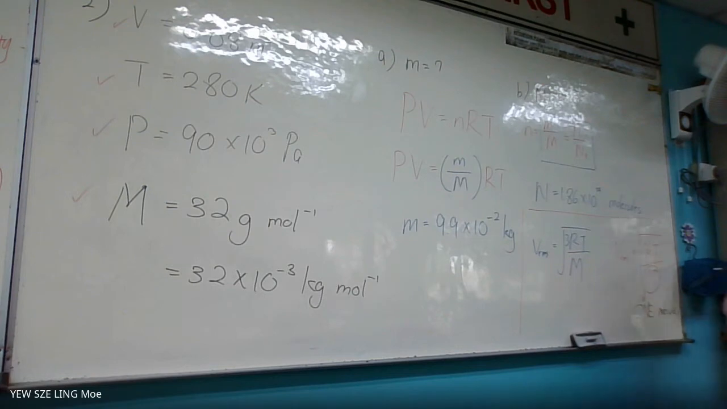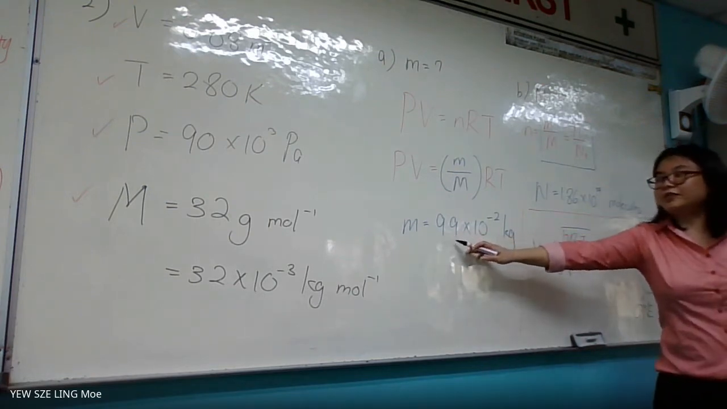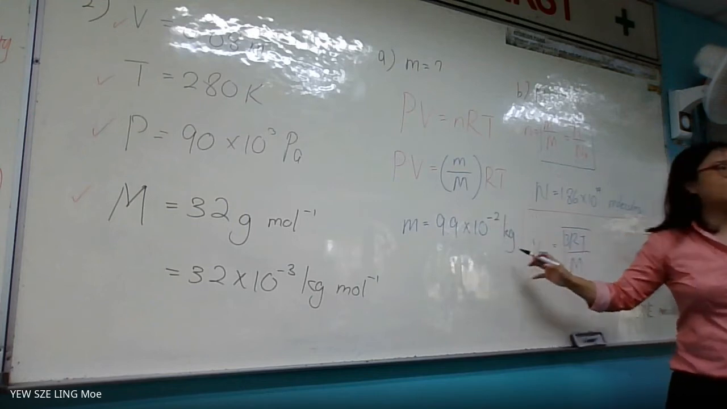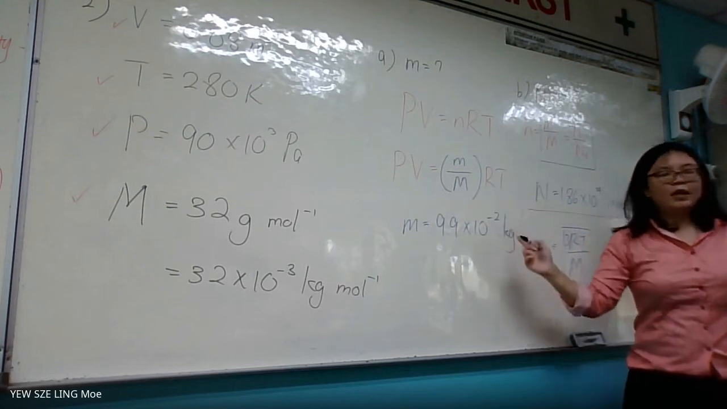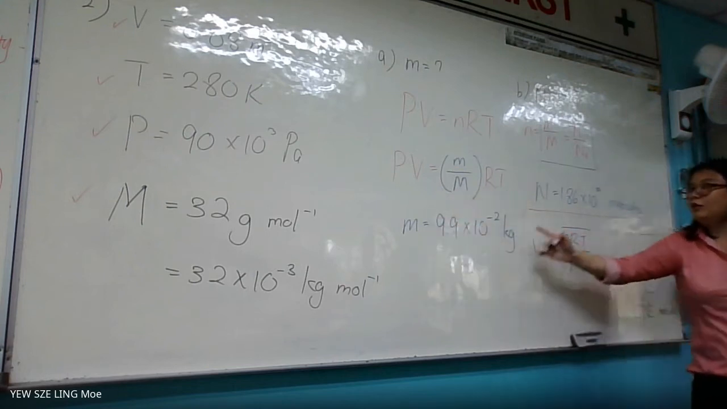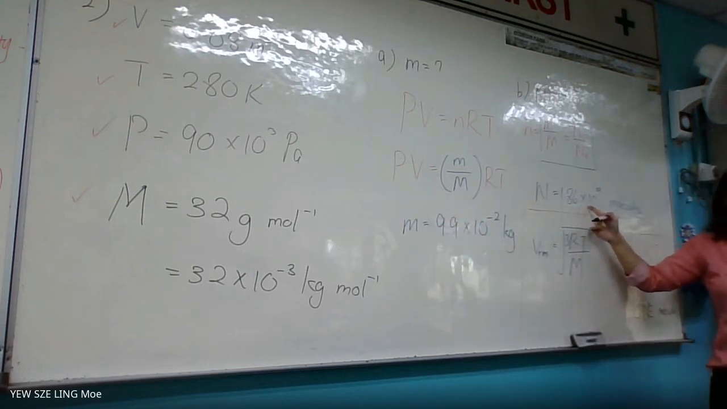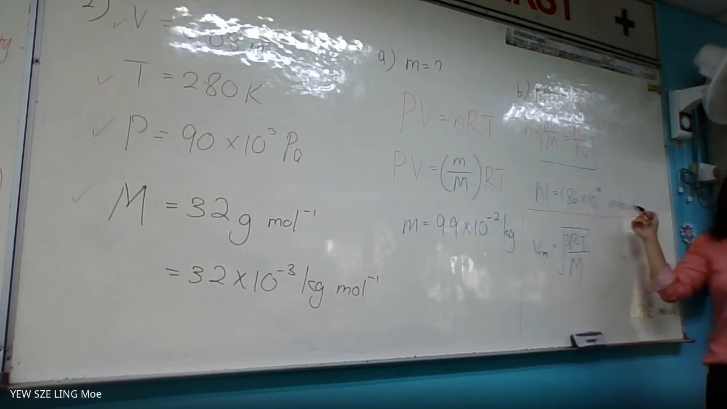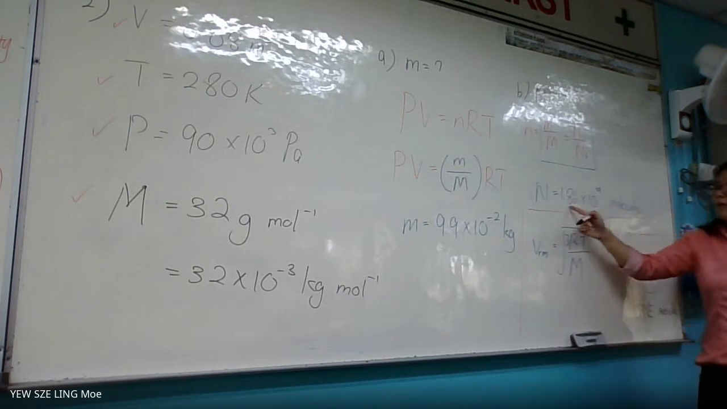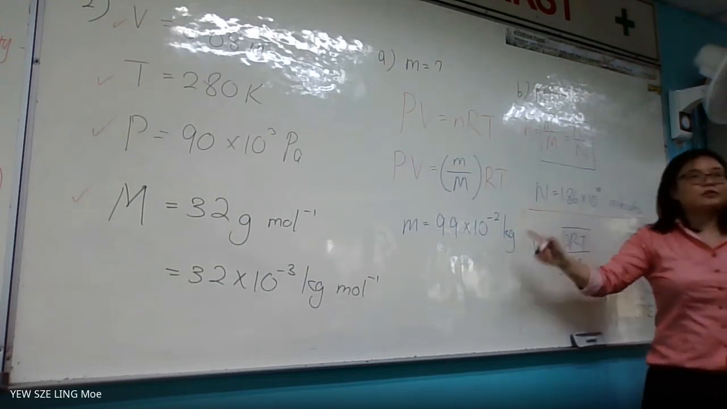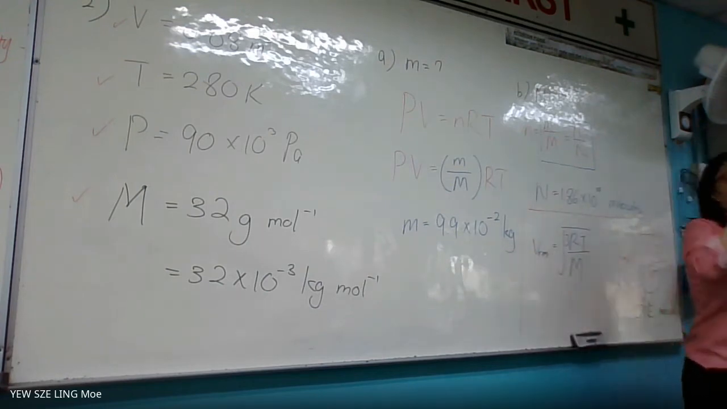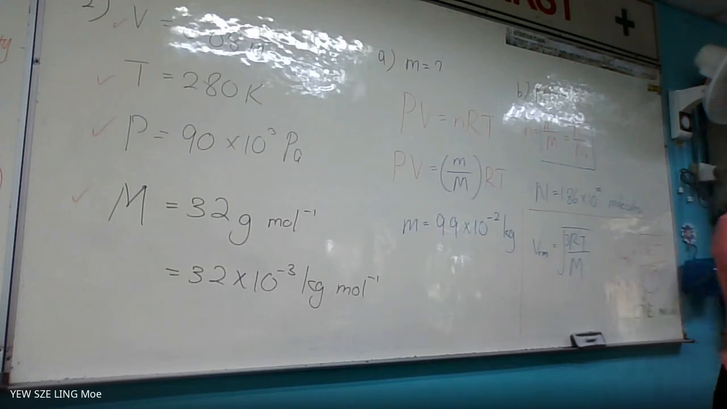So if you look at questions A and B, question A tells you M is equal to 9.9 times 10 to the power of negative 2 kg. This mass is not for one molecule. This mass is for 1.86 times 10 to the power of 24 molecules. So now that you know the mass for 1.86 times 10 to the power of 24 molecules, try to think, how are you going to determine the mass for just one molecule? Macam mana kamu nak kira mass untuk satu molecule?